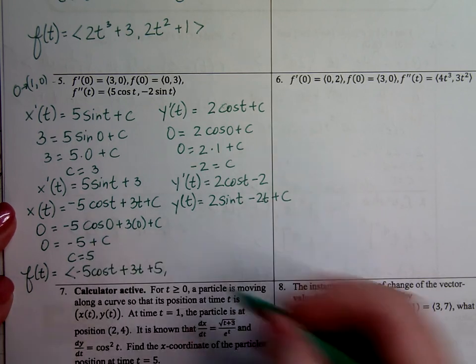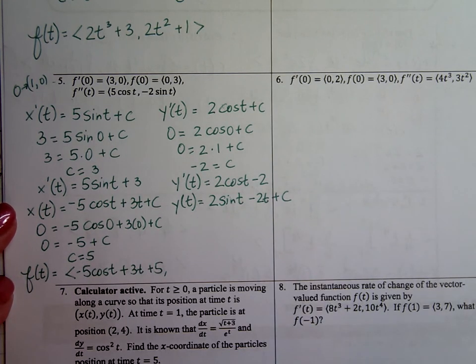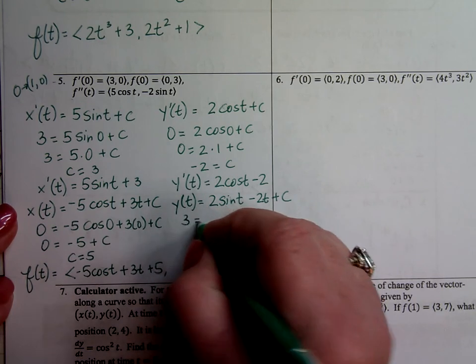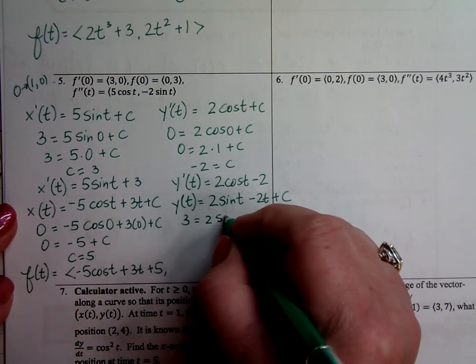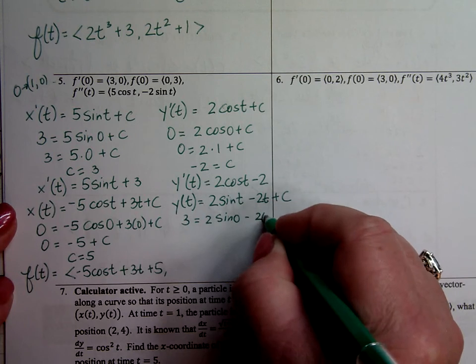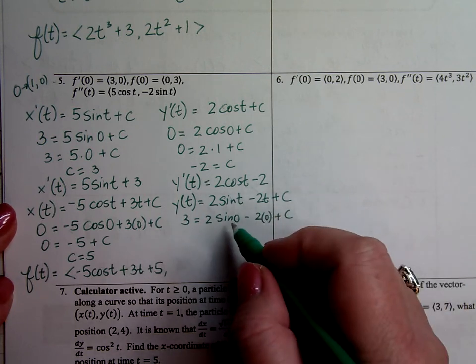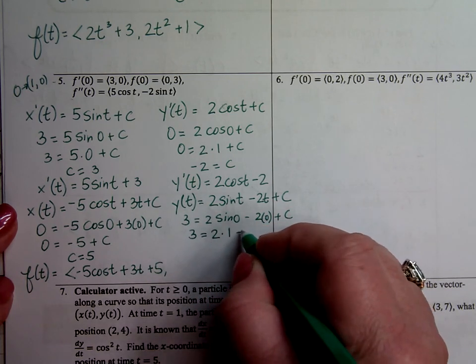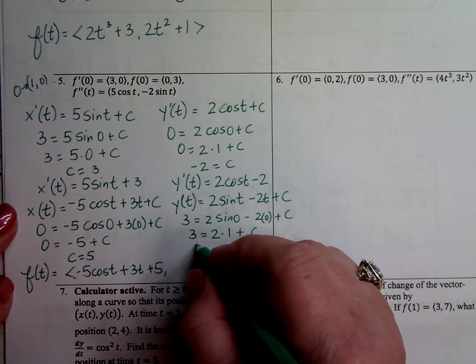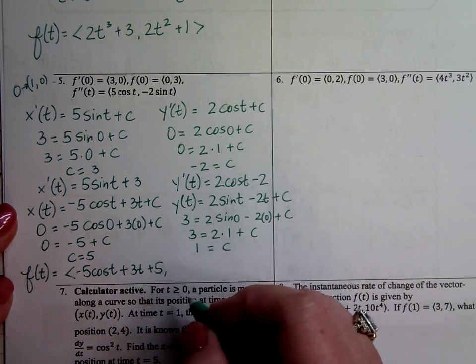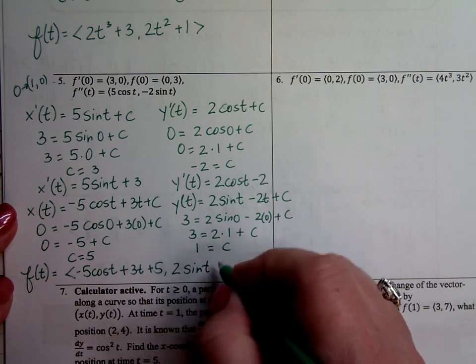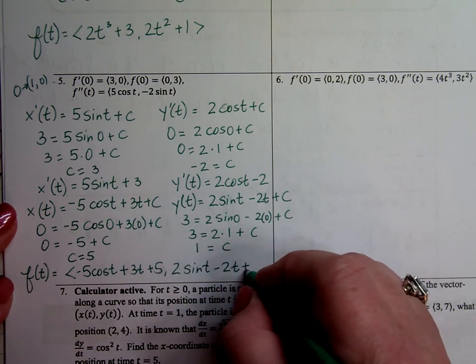There's my x component. The y component is going to be, let's figure this one out, y is 3, 2 sine of 0 minus 2 times 0 plus c. The sine of 0 is 1, so that means I've got 3 equals 2 times 1 plus c. That zeroes out. Gives me a 1 over here. And so my y component becomes 2 sine of t minus 2t plus 1. Oh, that's not true.